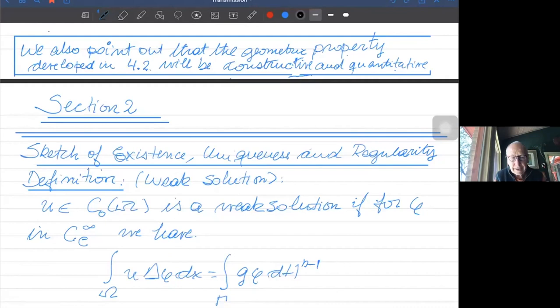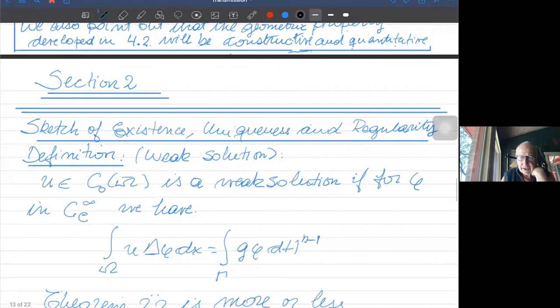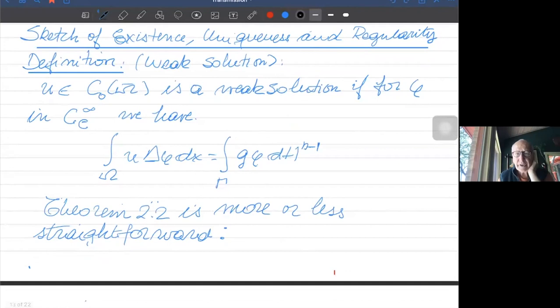U is a weak solution. I can construct for you a weak solution which is C zero in omega bar, that means it's just continuous up to the boundary, right? It is a weak solution if, for phi, if you test it against a phi in C zero infinity, we can apply the integration by parts. So U Laplacian phi dx is equal to g phi dH n minus one on the boundary.